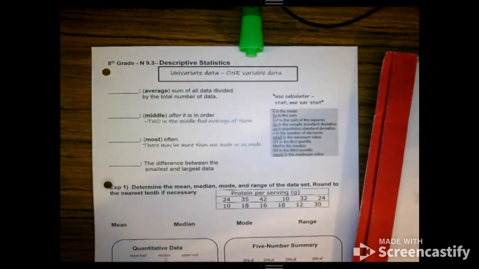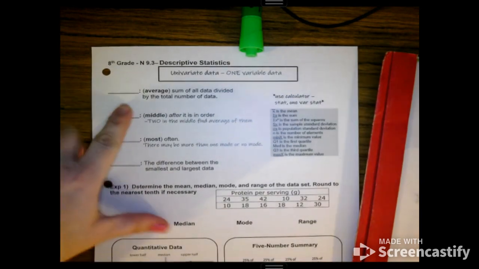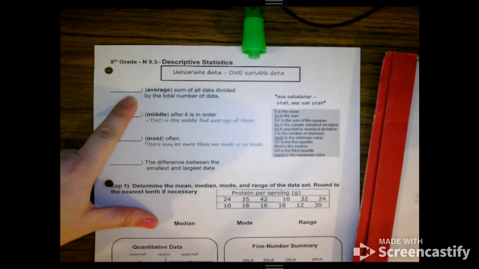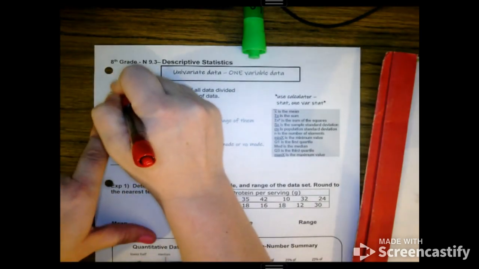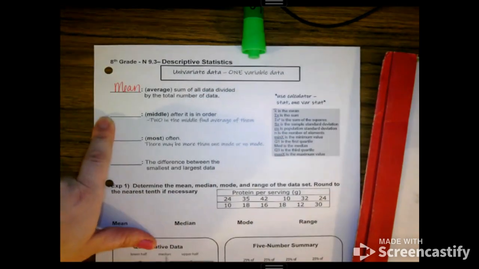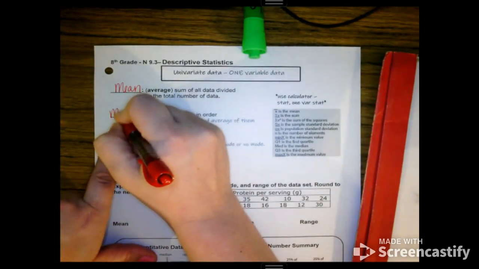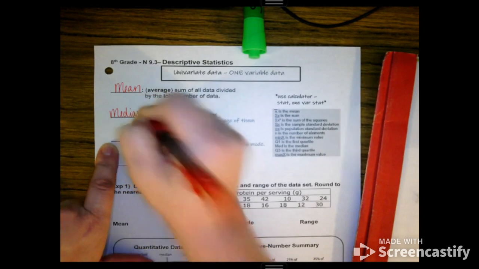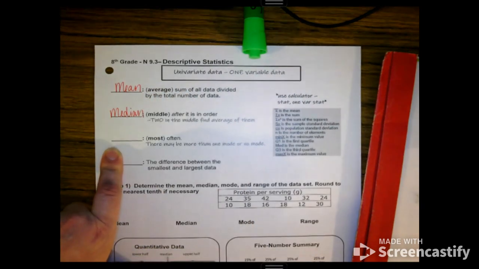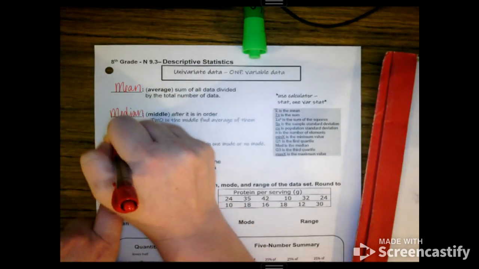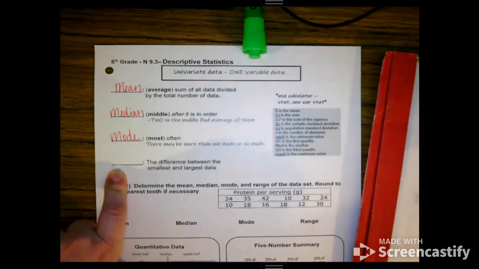Okay, this is stuff that you have seen: mean, median, mode, and range. How many of you remember that? It's since sixth grade. You have seen that, okay? Which one meant the average? Mean. Which one was the middle? Median. Which one is the most? Mode. And the range is the difference between the smallest and the largest.